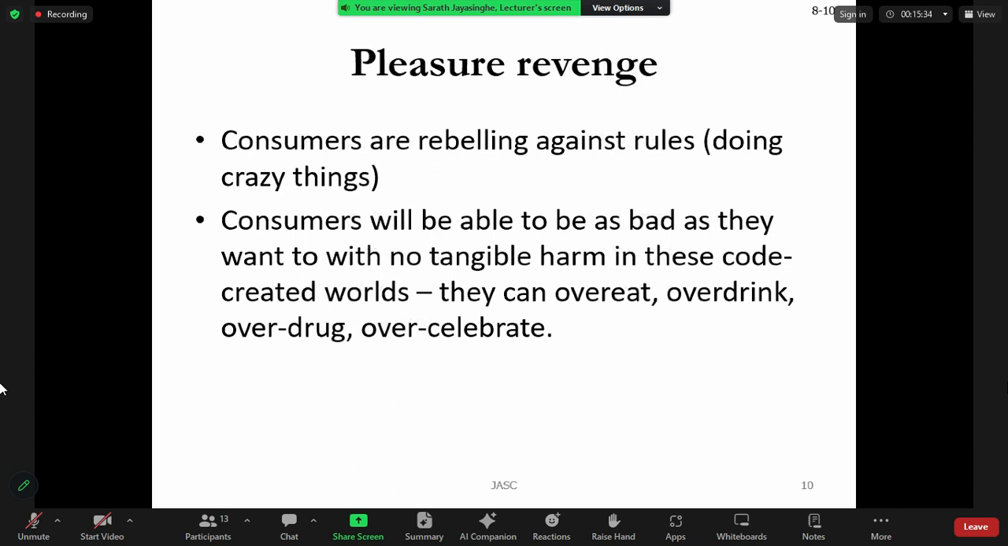Pressure revenge means consumers are rebelling against rules, doing crazy things. I think in your university life also you can see this sometimes, and sometimes you can see it in children's behavior, right? So they don't like to follow the rules. Maybe in universities also like that. Sometimes they don't like to abide by those laws and regulations everywhere. Therefore, they might do some rebelling things, right? For example, consumers will be able to be as bad as they want to with no tangible harm in those code created worlds. They can overeat, overdrink, overdrug, over celebrate.